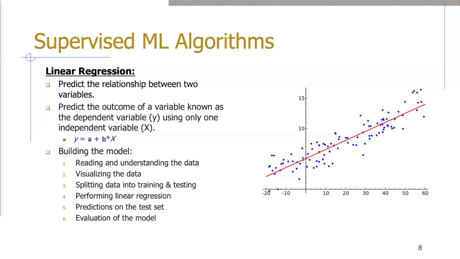After downloading that data into the same directory as your notebook, we're going to read and understand the data and visualize it to see how it looks. Then we're going to start our model problem. We split the data into training and testing, then perform linear regression so the model learns from the training data. Then we make predictions on the test set and evaluate the model. So these are the 6 steps. Cool. So that's for linear regression.